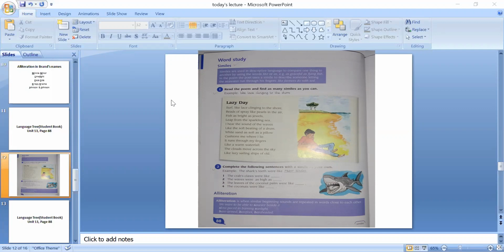Complete the following sentences with a simile of your own. You have to make the simile yourself. Okay, you have to make the simile yourself. Wait, students, there's a continuous internet problem.